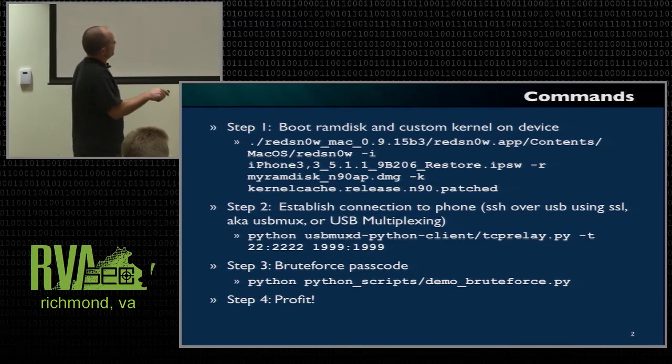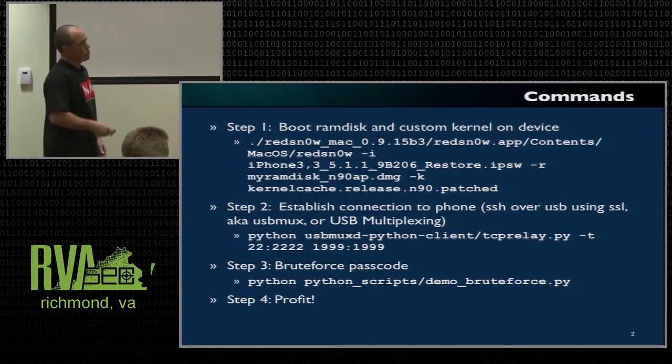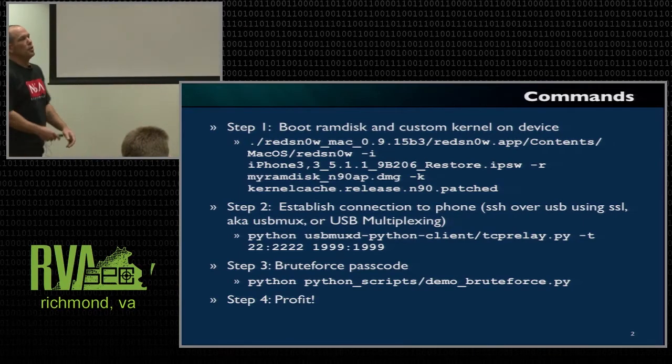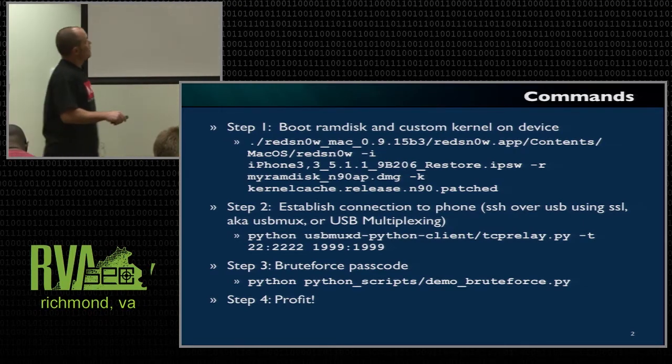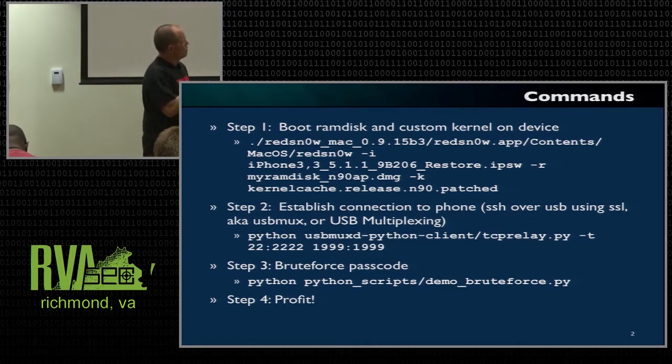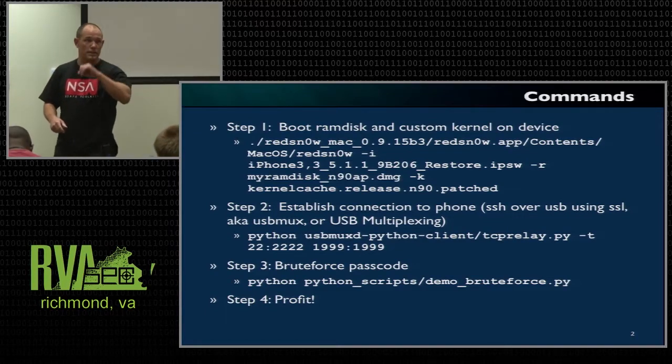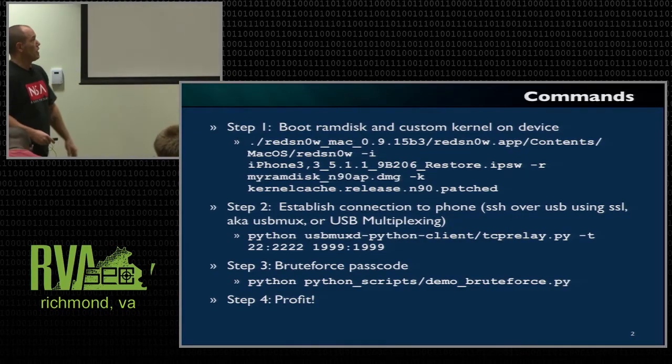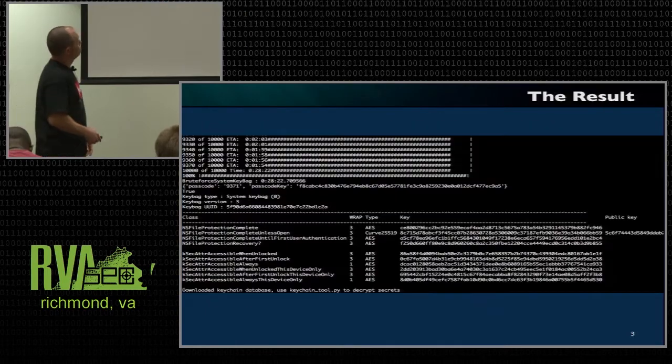Step two, establish a connection to the phone, SSH over USB. I do have the device tethered up here, as you probably noticed. And then step three, brute force the passcode. This is typically done on my Mac, but again, we're actually going to crack it on the device itself since my Python environment is completely buggered up.